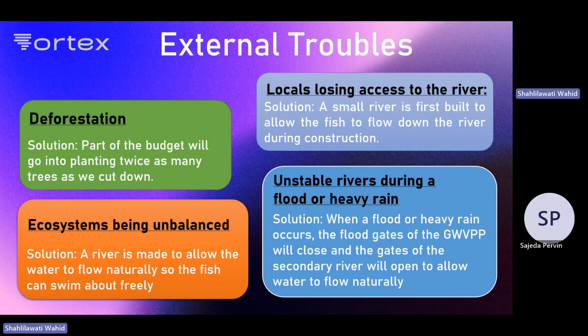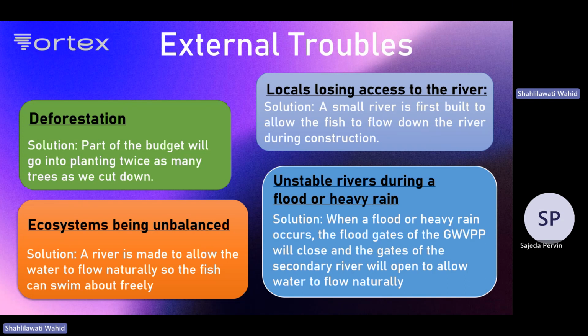So firstly, we start off with deforestation. Now, Vortex is a company that's committed to being as sustainable and eco-friendly as possible. So we have pledged that for every tree that we uproot or cut down during the construction of the GWVPP, we have collaborated with an eco-sustainable company to plant 2 trees, or twice as many trees, for the ones we cut down within Perang. So our profile remains carbon neutral and carbon zero.